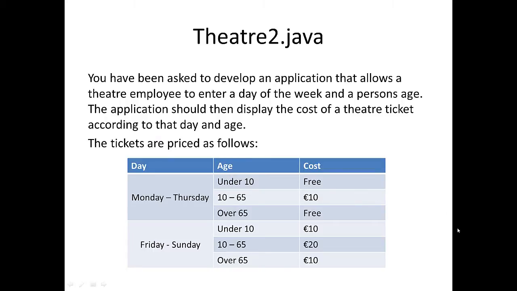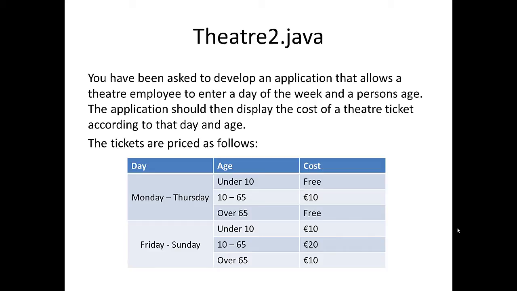Okay, so previously we took a look at theatre1.java, which asked us to compare strings for the day of the week and to print out the cost of a theatre ticket dependent on that day. Here we're going to expand on that problem, and you'll see now our theatre tickets depend on the day of the week and the age of the person purchasing the ticket.